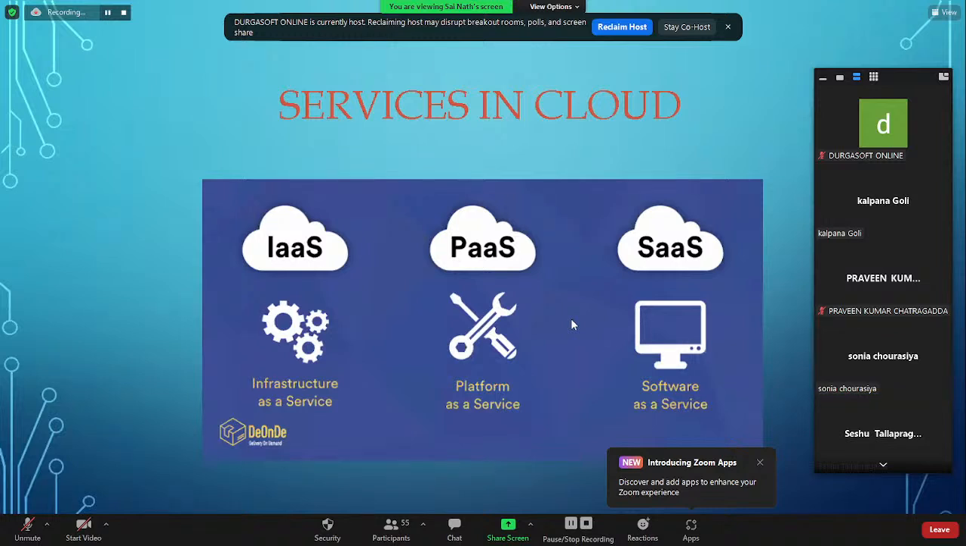Tomorrow in class, we will discuss infrastructure. What is a platform? What is software? We will discuss all three services in tomorrow's class. Clear, all of you?